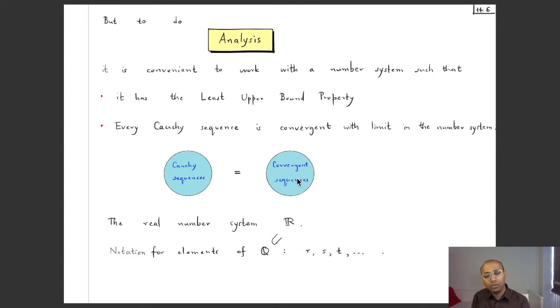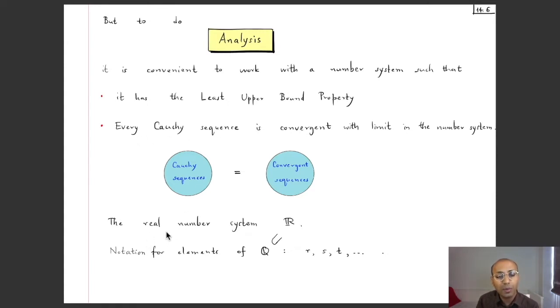And this is useful to show existence results, because to check that a sequence is convergent using the definition, we need prior knowledge of the limit, whereas to check that a sequence is Cauchy using the definition, we just need to look at the terms of the sequence itself. And so showing membership in this set is easier than showing membership in this set, because we need to do some guesswork, right? And so this is a useful thing to have for a number system, because then showing existence results in analysis in mathematics becomes somewhat easier.